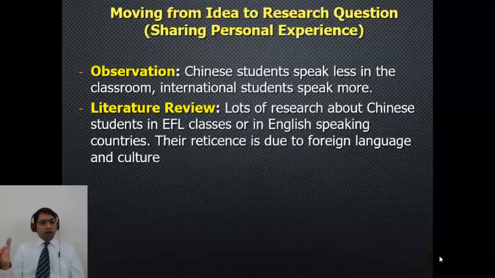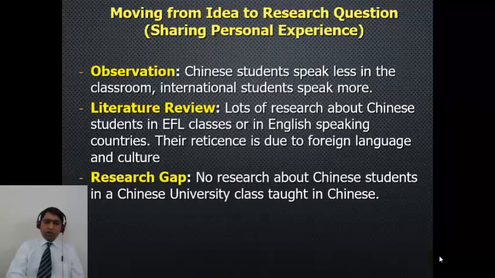And almost all of those papers concluded that the reticence of the Chinese students was due to foreign language influence, because they were in English language classes, so they were overwhelmed by the language. They were a little frightened, maybe a little afraid that they could not speak well, or it was because of the foreign culture, because they were in a new, different culture. That is why they were silent. So, what it led to was a research gap.